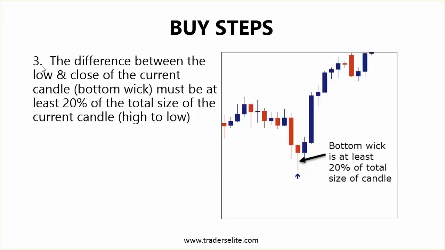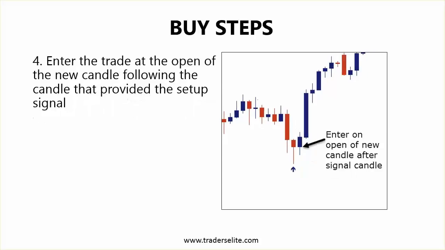The more percentage of the bar it is, the better. Which brings me to step three, the difference between the low and close of the current candle, the bottom wick, must be at least 20% of the total size of the current candle. Okay, high to low. That's the total size from high to low or low to high, however you want to say it. But this wick is at least 20% of the total candle size. So again, in this case, it's more likely 65%, I guess. It's a lot. It's reversed on itself. It's pretty easy to see.